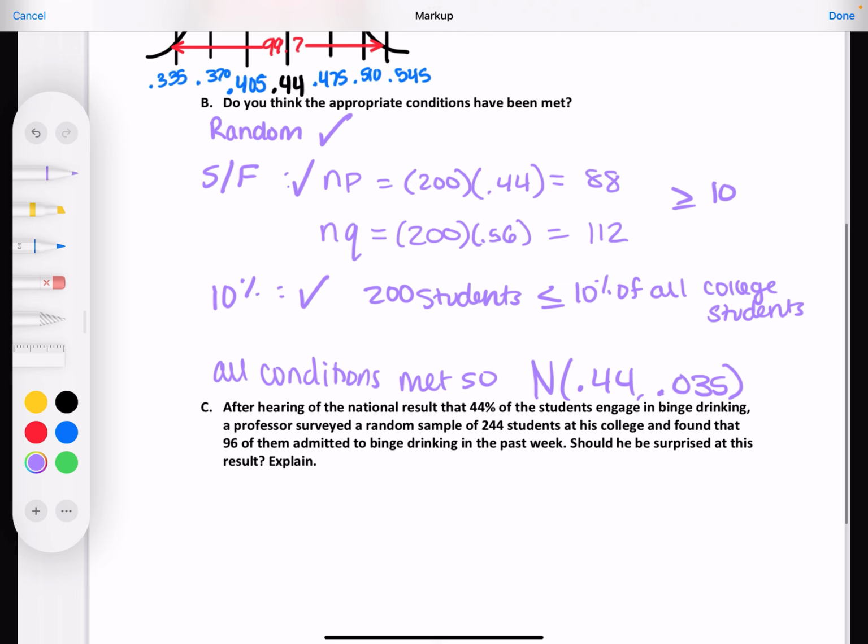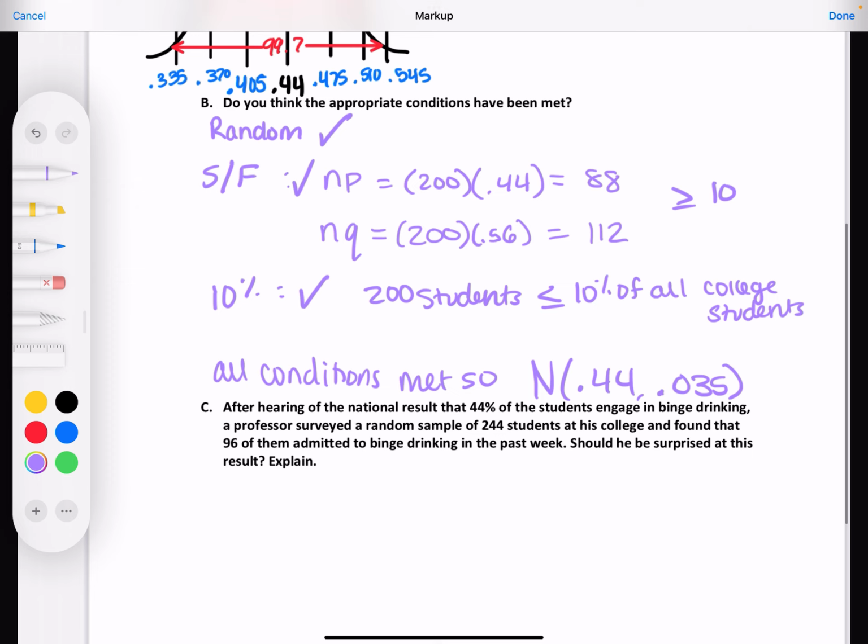All right, so after hearing about the national results that 44% of students engage in binge drinking, a professor surveyed a random sample of 244 students at his college and found that 96 of them had admitted to binge drinking in the past week. Should he be surprised at this result?